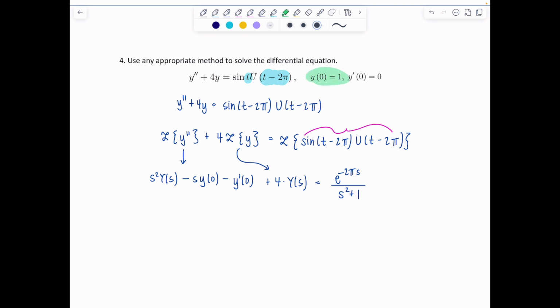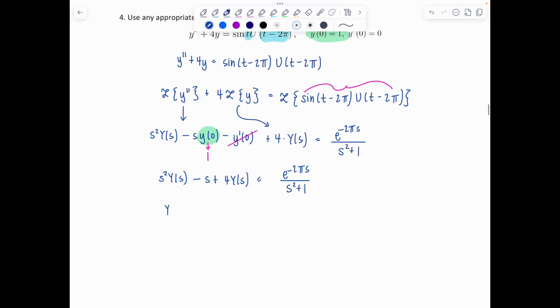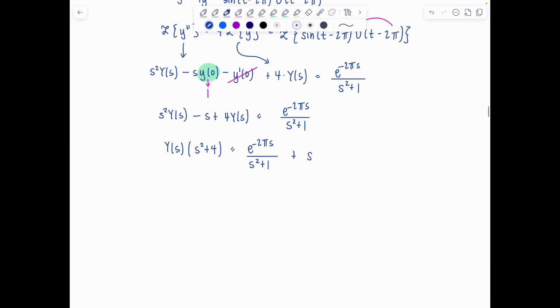Y of 0 is 1, so that's a 1. And then y prime of 0 is 0, so that's gone. Okay, so what do we have now? S squared Y of s minus s plus 4Y of s equals e to the negative 2 pi s over s squared plus 1. Let me factor out Y of s, and then we'll have s squared plus 4 equals e to the negative 2 pi s over s squared plus 1 plus s. And then let's divide everybody by s squared plus 4.